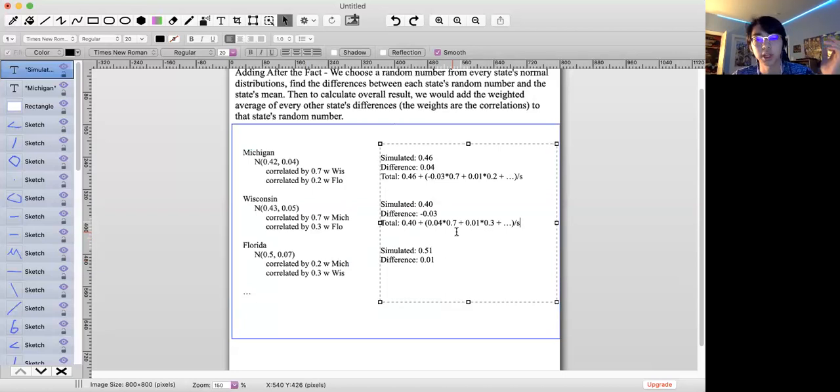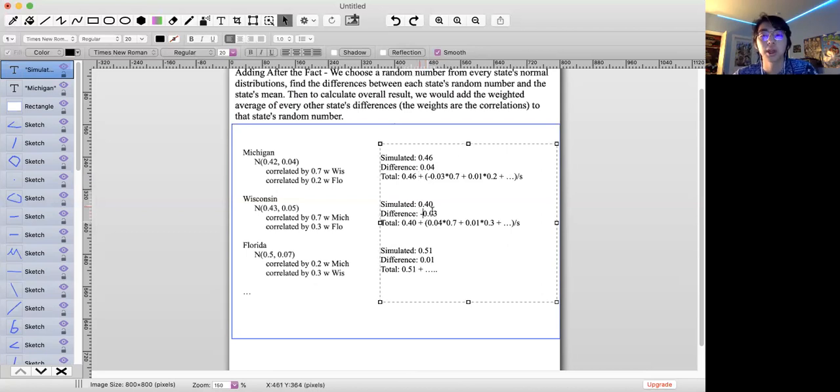So therefore, our total is that simulated result for Wisconsin plus the effects, the weighted average from all the other states. And the same thing applies for Florida, which is going to be 0.51 plus that weighted average, right? So this total is calculated for all other 51 states, and that's the final result for that state. And then whether that's below 50 or above 50, that's going to be a Trump win or a Biden win.